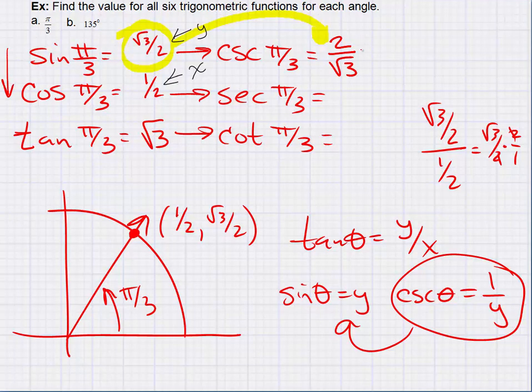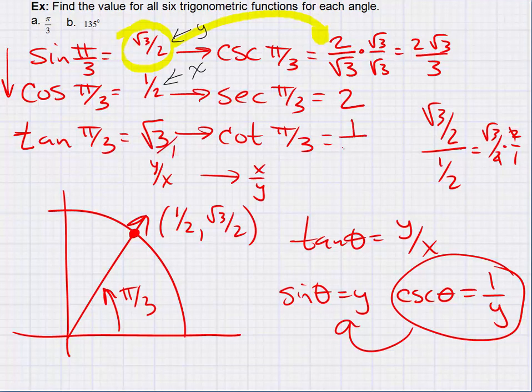Now, I'm not going to write my answer as 2 over square root of 3. I'm going to rationalize it. So I get 2 root 3 over 3, but still, there's my answer. Secant of pi thirds, that's the reciprocal of cosine. Cosine is a half, flip a half over, I get 2. Cotangent is the reciprocal of tangent, because if this is y over x, this one is x over y. So basically I just take this thing and flip it over, so I get 1 over the square root of 3. Rationalize it, and I get the square root of 3 over 3.